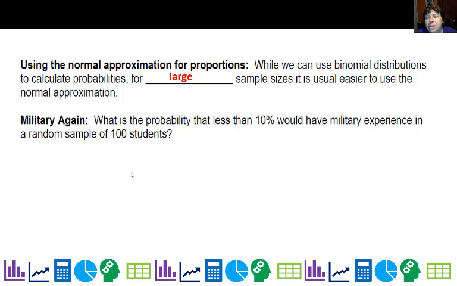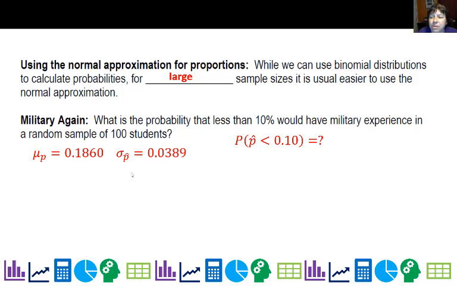Well, the nice thing is, I know the mean is 0.1860, and sigma p hat is 0.0389. I am trying to find the probability that my sample might give me a result less than 10%. So it's a little far away from the 18.6%. My z-score for 10% is going to be 0.10, my actual proportion, minus the true proportion, the parameter, all over my standard deviation. And that is negative 2.21.